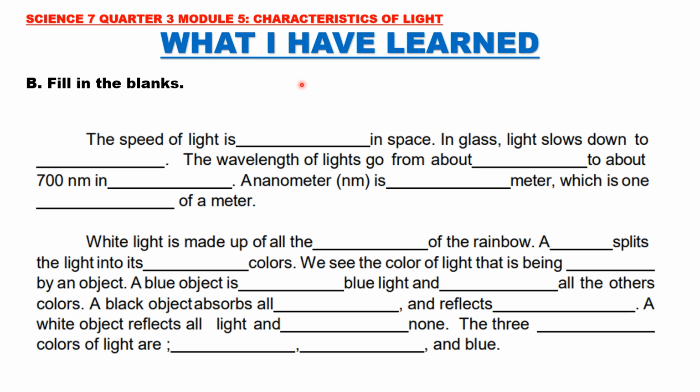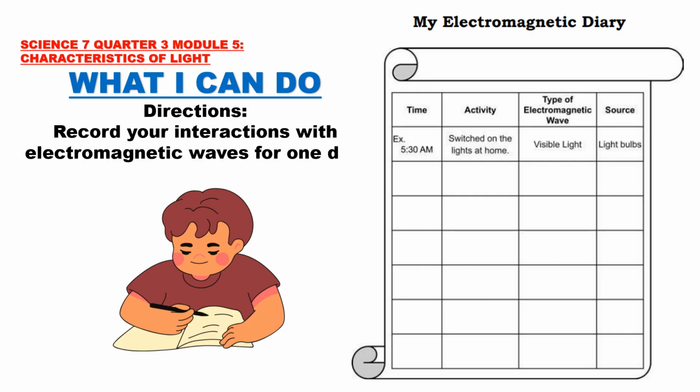What I have learned. Letter B, fill in the blanks. So after the discussion of module number 5, characteristics of light, you will now be able to complete this paragraph. So sa mga blank spaces, ilagay nyo yung mga tamang terms na dapat ay nakalagay dyan para makompleto natin yung thought ng ating paragraph.